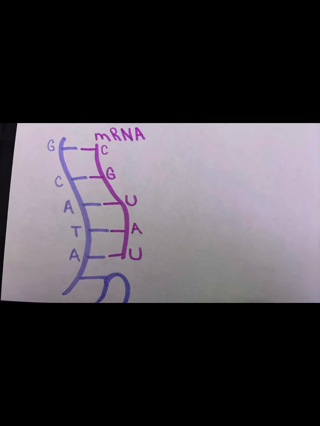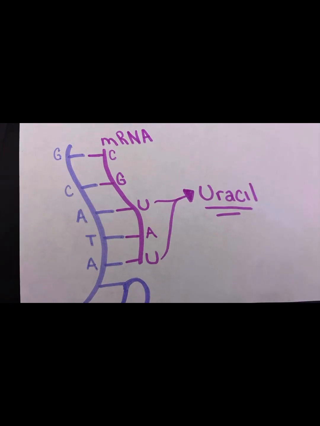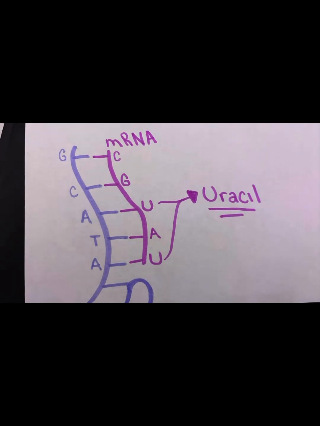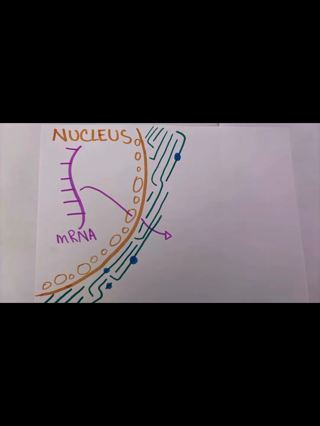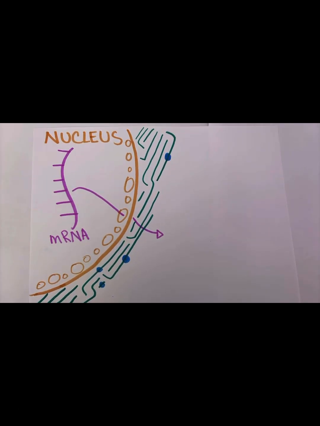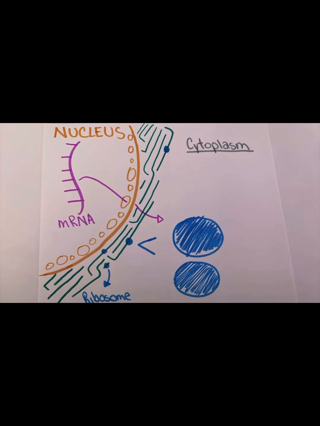RNA, like DNA, is also made up of nucleotides, but instead of thymine, RNA has a nitrogenous base that replaces it, called uracil. When transcription is complete, mRNA travels outside of the nucleus to a ribosome that is floating in the cytoplasm. That's where translation occurs.